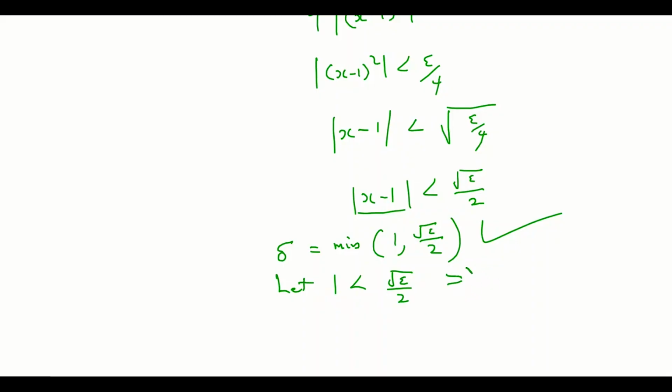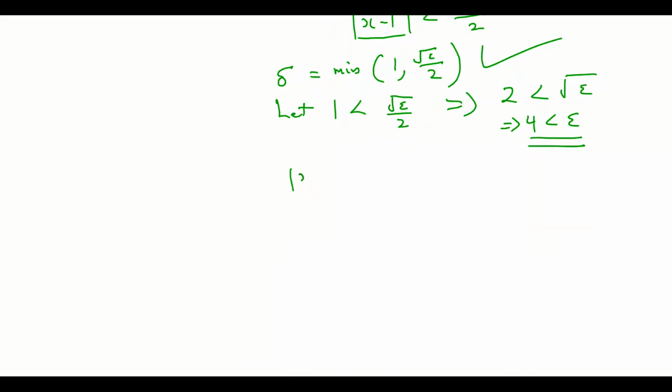It implies that if I multiply by 2, 2 is less than the square root of epsilon. Then if I take the square of both sides, 2 squared will be 4, which is less than epsilon. So this is very important, and I need it to do the final part now.